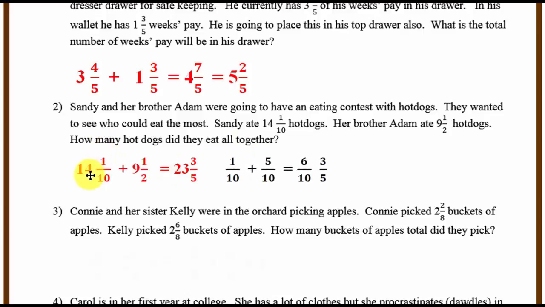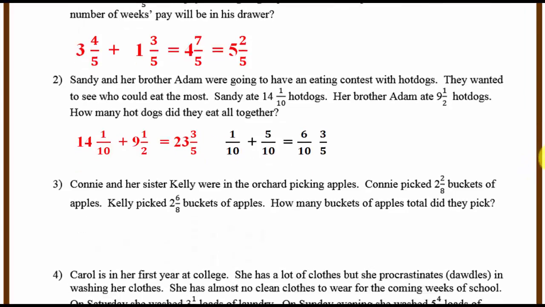Well, here's what we have. We have 14 1/10 from here, plus 9 1/2 that Adam ate, equals 14 and 9 is 23 3/5. How did we get to 3/5? Well, you notice that we have 1/10 here, and we have 5/10 here. The common denominator is 10. How many times does 2 go into 10? 5 times. So 1 plus 5 is 6, 6/10. And we reduce that to 3/5. So that's how we happen to have 23 3/5.